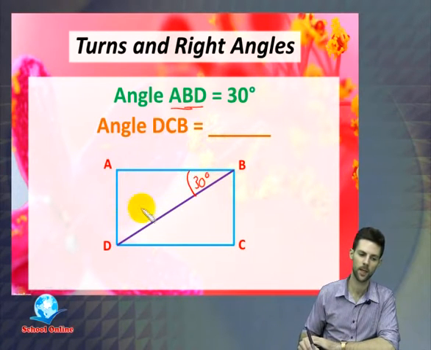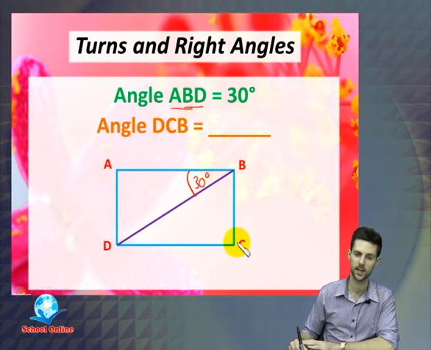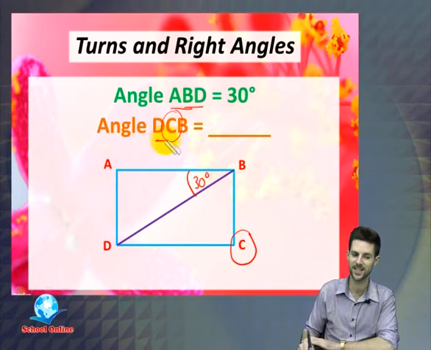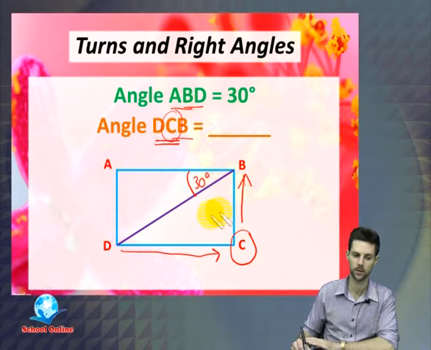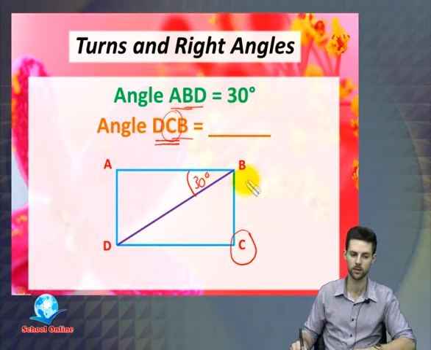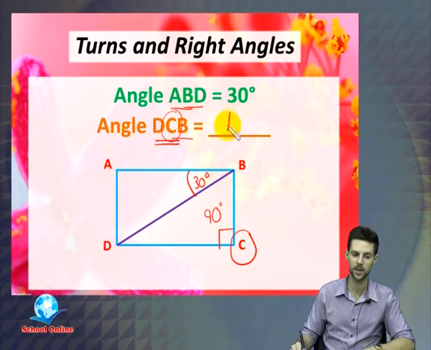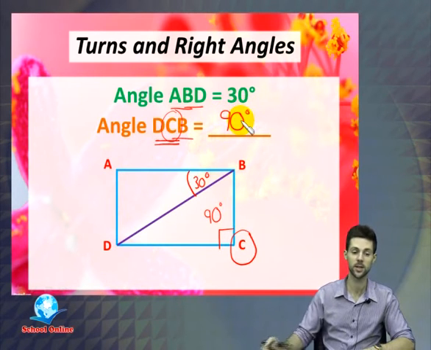Let's have a look. So angle DCB, D, C and B. C is the middle, so let's look for C. Then we want line DC here and line CB here. So we are looking for this angle. What is that? A right angle. So a right angle is 90 degrees. So angle DCB equals 90 degrees.